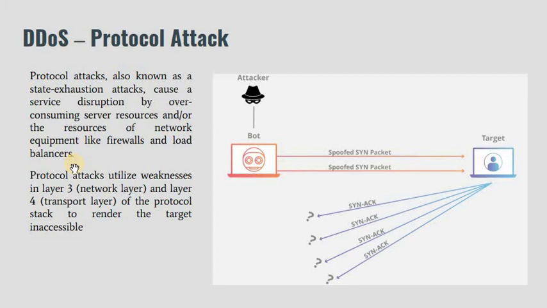Here we try to exploit various vulnerabilities in a particular protocol, and we try to disrupt the target machine. You can see a diagram here where a bot is controlled by an attacker and some spoofed SYN packets are sent to the target. Since it is spoofed, it does not indicate the actual IP address of this machine but some other machine. So the attacker sends these SYN packets.